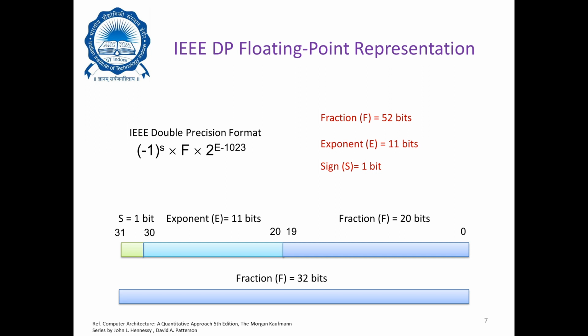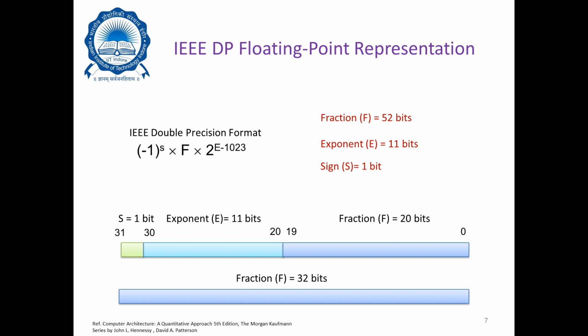Similarly, the IEEE double precision floating point representation can be shown as follows: -1 to the power s into 1 plus f into 2 to the power e minus 1023. The fraction is 52 bits. Mind it, in the previous case the fraction was 23 bits, now it is 52 bits. The exponent field is enhanced to 11 bits from 8 bits. The sign bit remains as it is.